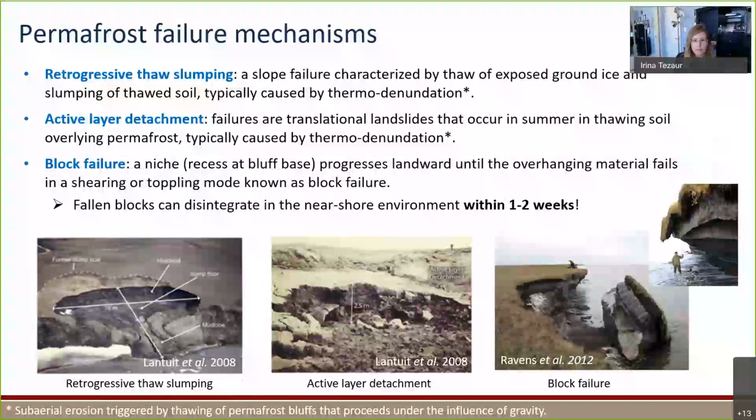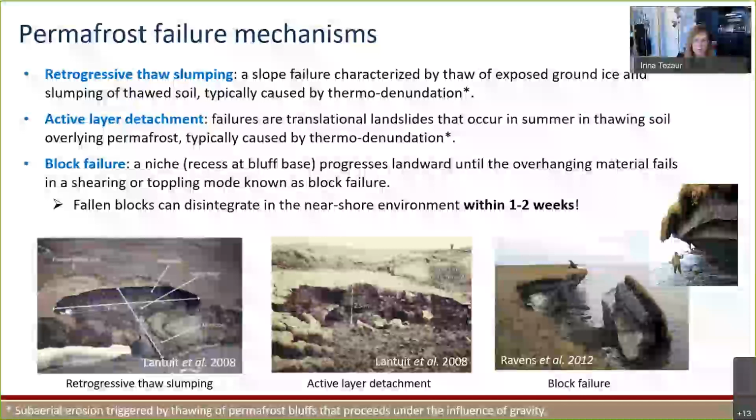So I want to talk a little bit more about how permafrost can fail. There are several different failure mechanisms, and I have 3 of them shown here. The first 2, retrogressive thaw slumping and active layer detachment, are typically caused by what we call thermodenudation. That is basically thawing of permafrost bluffs that proceeds under the influence of gravity. Okay. The third of these, block failure, is similar, but in some sense different.